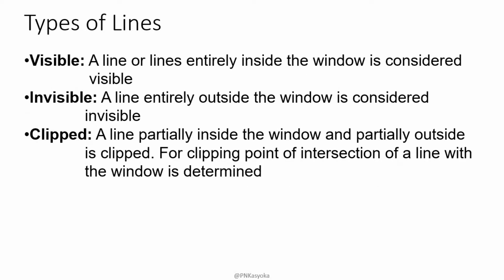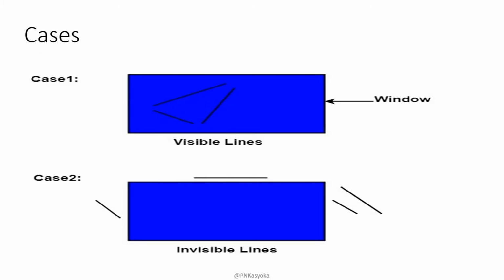In this tutorial, we're going to concern ourselves with line clipping, and we have three different types of lines: lines that are visible, lines that are invisible, and lines that will require clipping. A visible line would be a line that lies within the window, as shown in case 1. Our window is in blue. Case number 2 shows us invisible lines, and these are basically the lines that lie outside the window, and we do not need to concern ourselves with those lines.